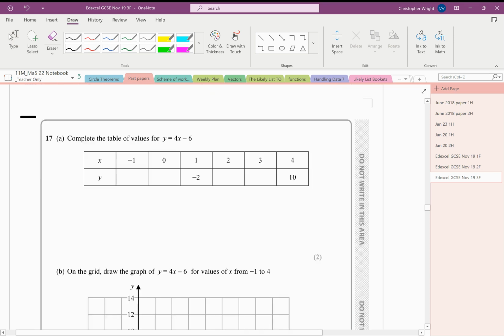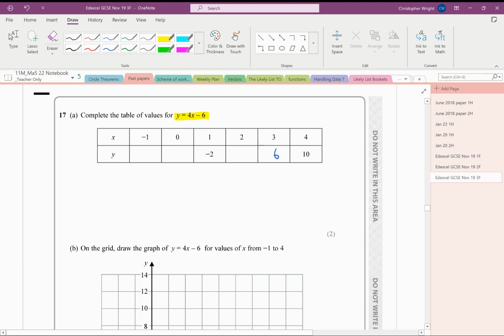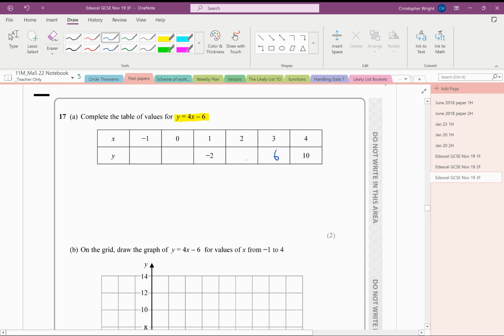Number 17. Complete the table of values for y equals 4x minus 6. Let's do these positive ones first. y is 4 times x, and then take away 6. 4 times 3 is 12, take away 6 is 6. 4 times 2 is 8, take away 6 is 2. 4 times 0 is 0, take away 6 is minus 6. 4 times minus 1 is minus 4, take away 6 is minus 10.